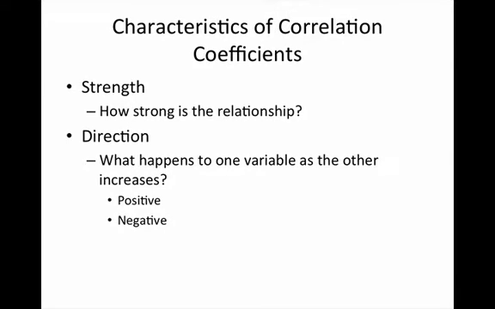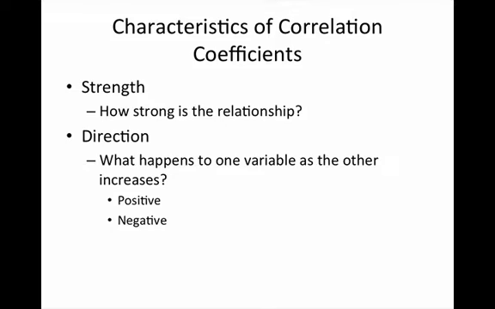Now, this first lecture is going to discuss the characteristics of correlation coefficients. And what we mean by this is how we describe these values. We can describe these in terms of strength of the relationship, which refers to the magnitude of the number attached to the correlation. We can ask questions like, how strong is this relationship, in which case we're dealing with strength. And we can also deal with direction, or what happens to one variable as the other variable increases.